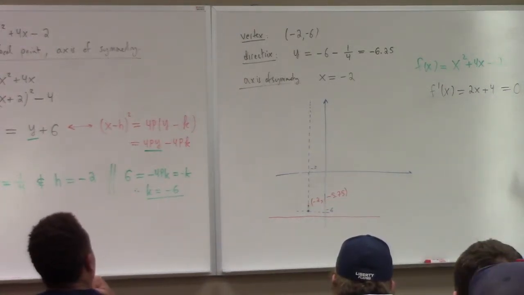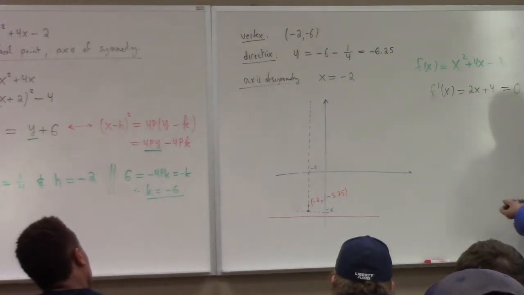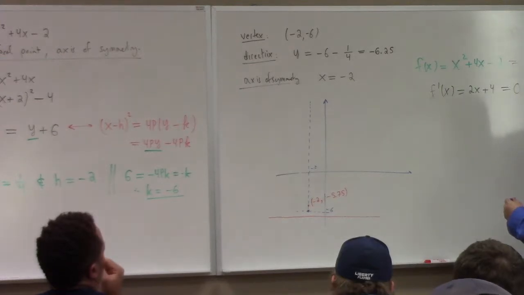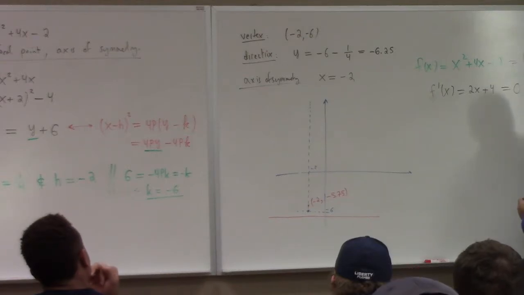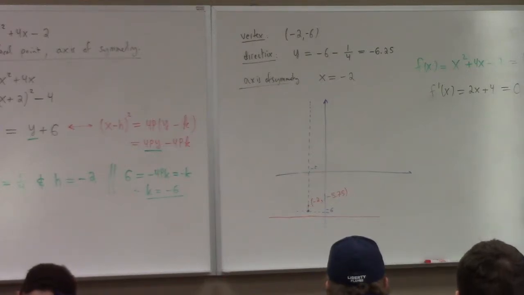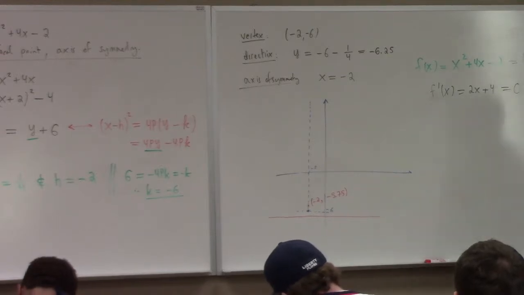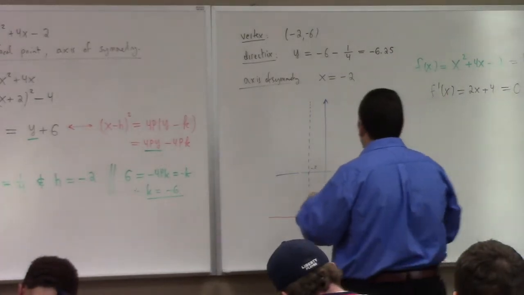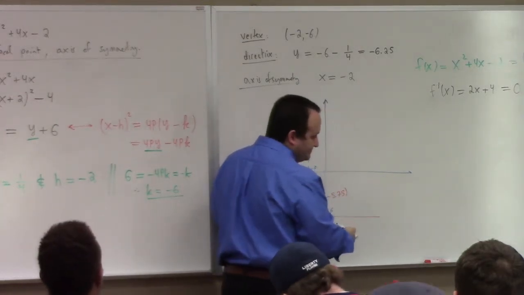How about continuity? What does continuity help us with? Can you factor this? I think algebra does a fair amount there. This is x plus 2, quantity squared, minus 6, right? So this is x plus 2 plus the square root of 6, times x plus 2 minus the square root of 6. So algebra reveals to me that the x-intercepts are at minus 2 plus or minus root 6. What's root 6?